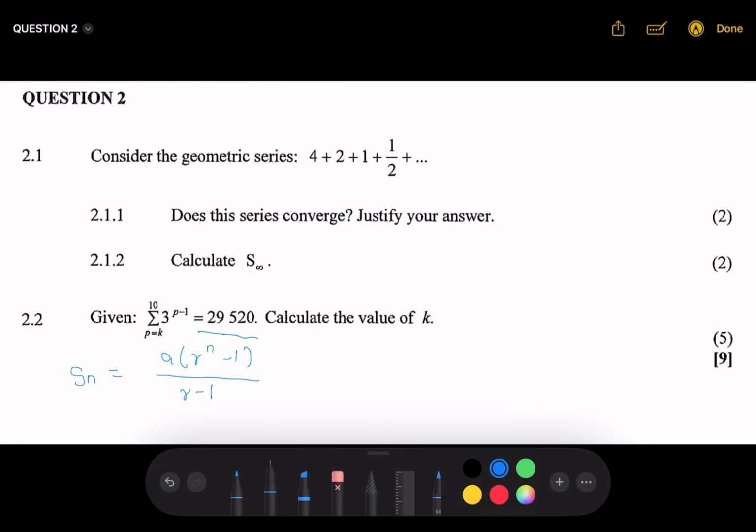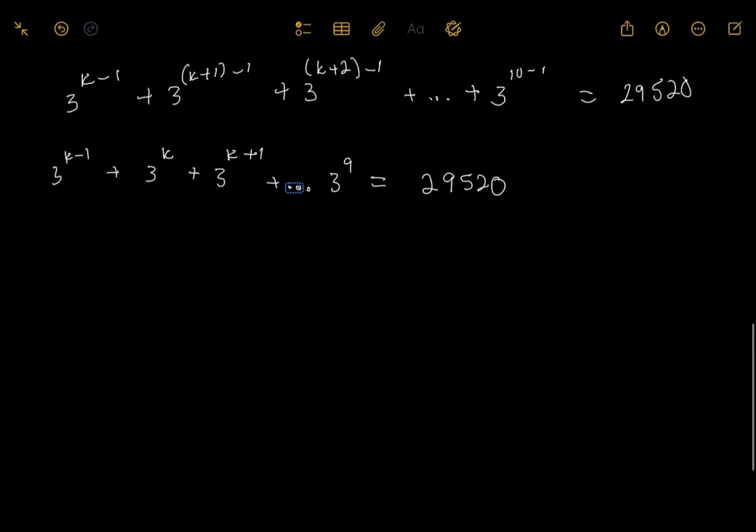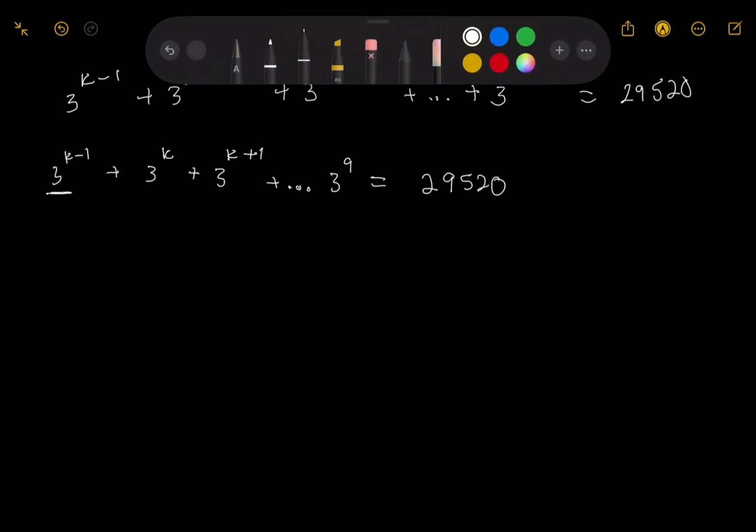And now from here we have the sum already. We have the sum, which is 29520. We have a, and we want r and also n. And how are we going to get these terms? All right, so this is our first term, which is a.